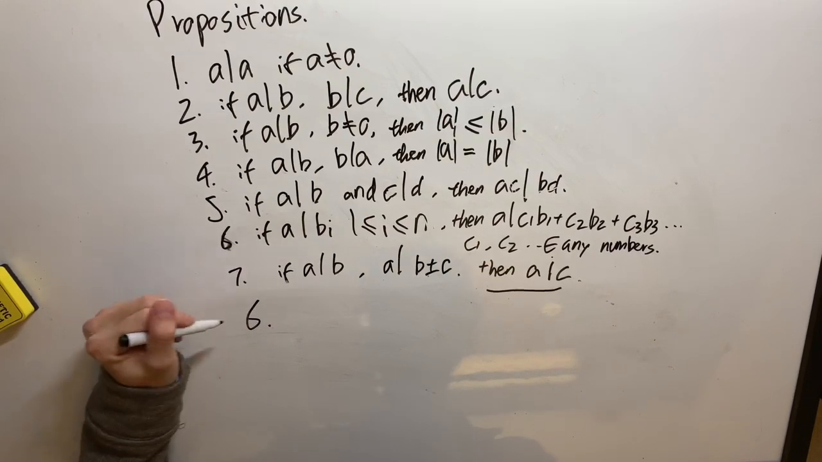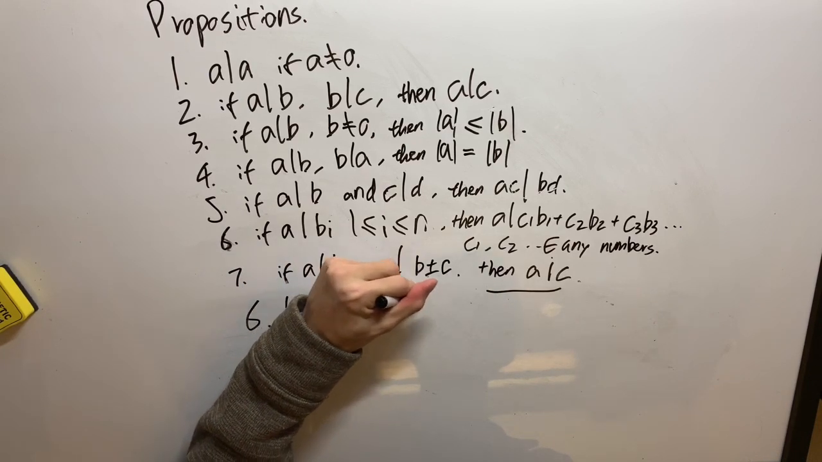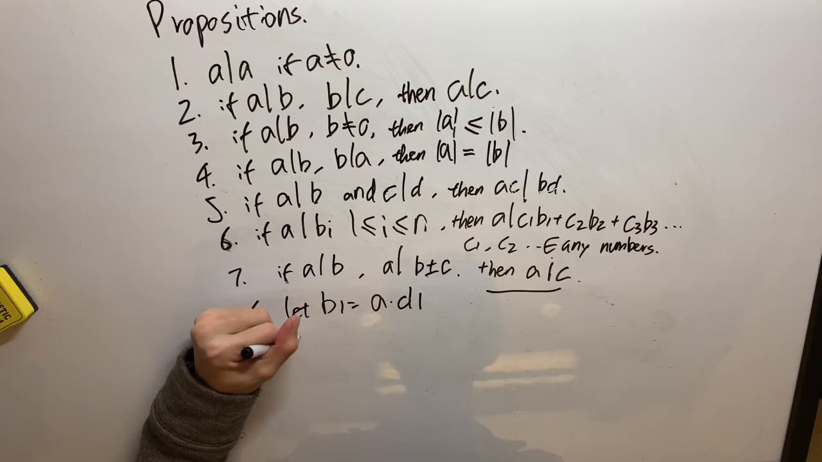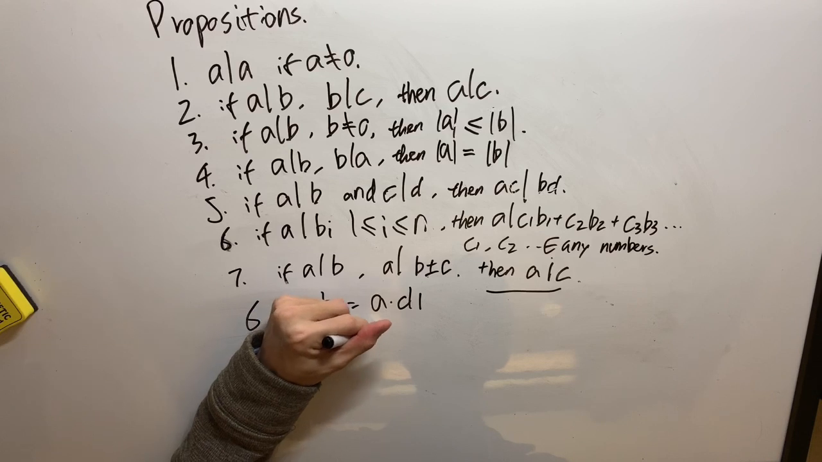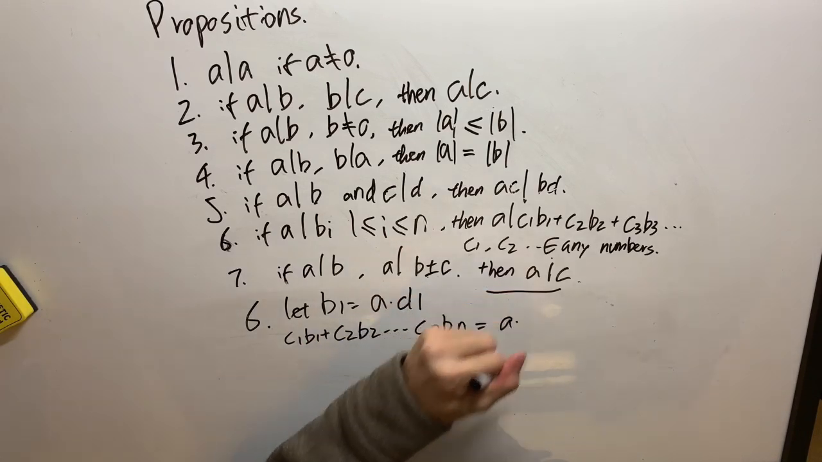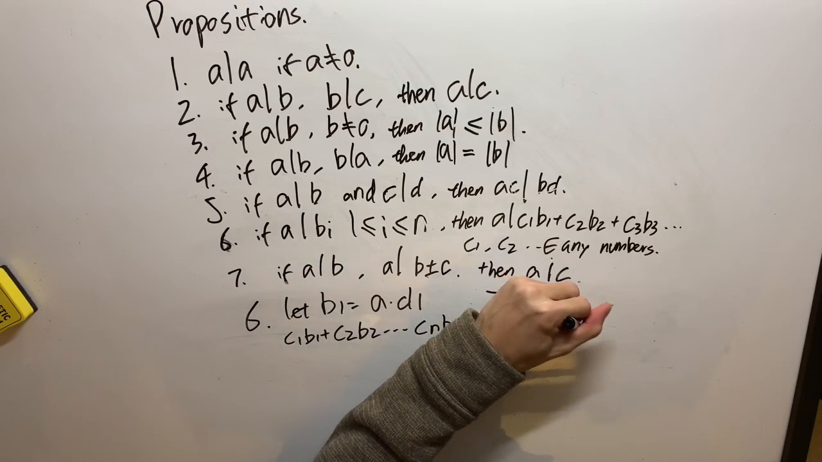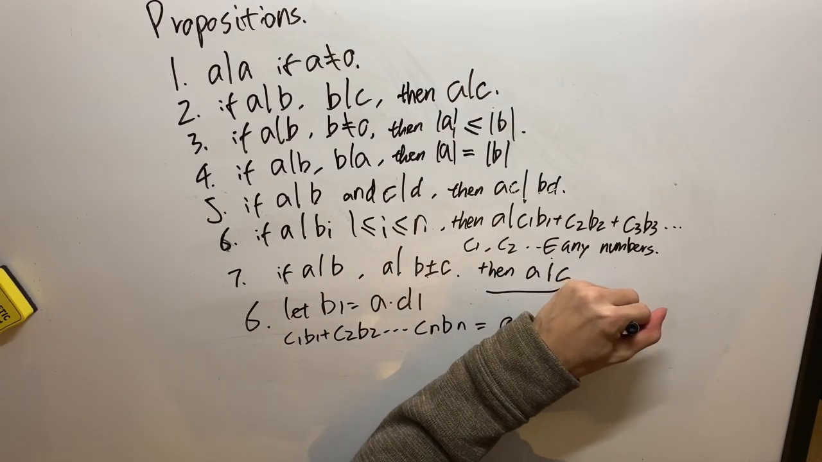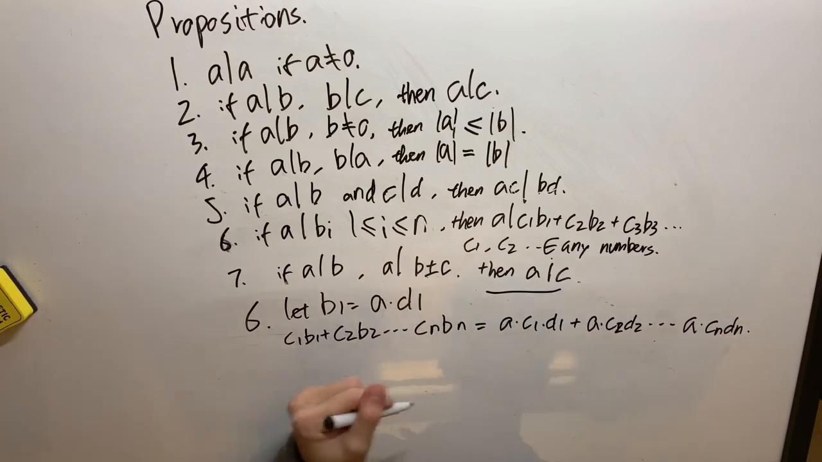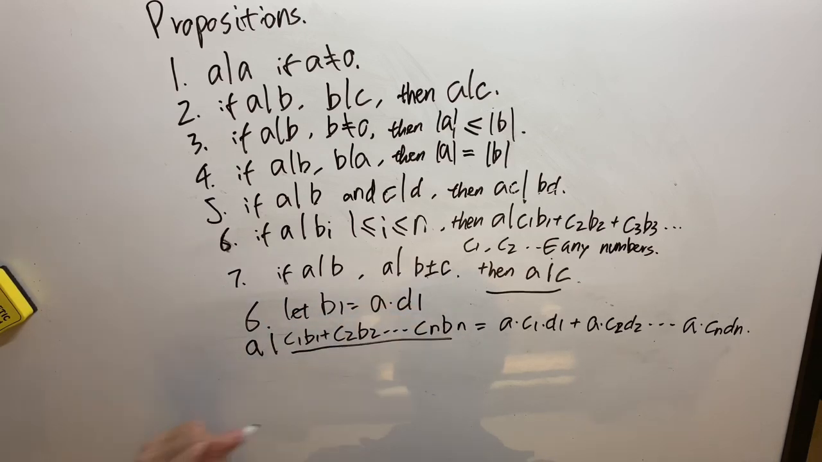For number 6, let b1 equal a times d1. So then we can translate c1 b1 plus c2 b2 all the way to cn bn to a times c1 d1 plus a times c2 d2 all the way to a times cn dn. So a divides this number.